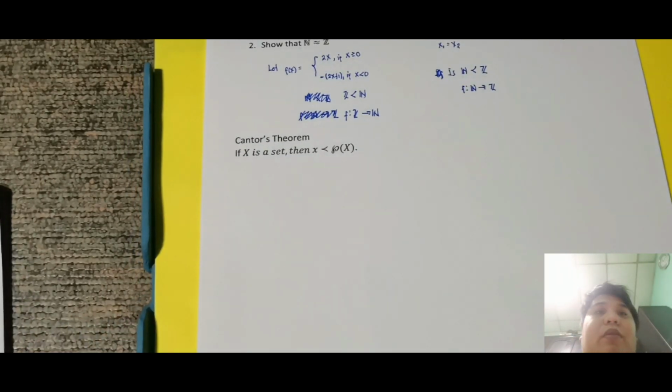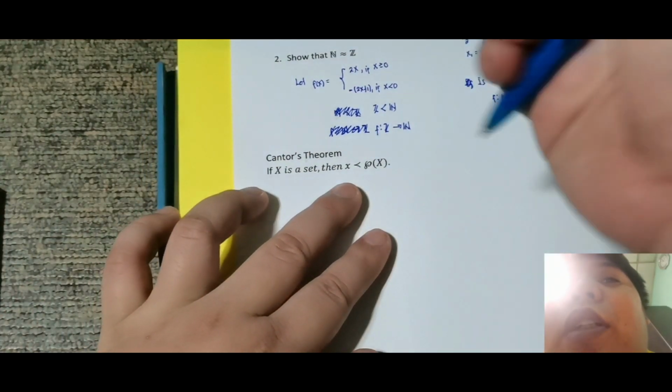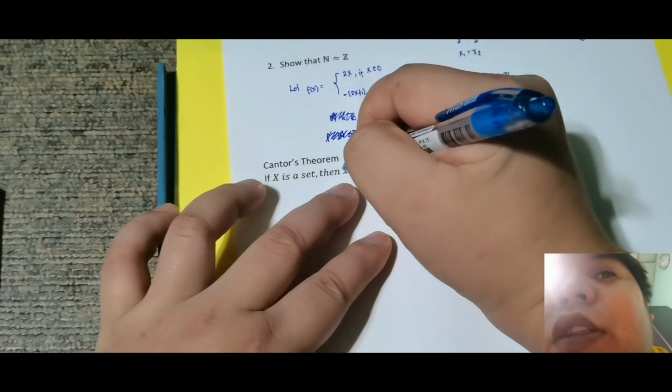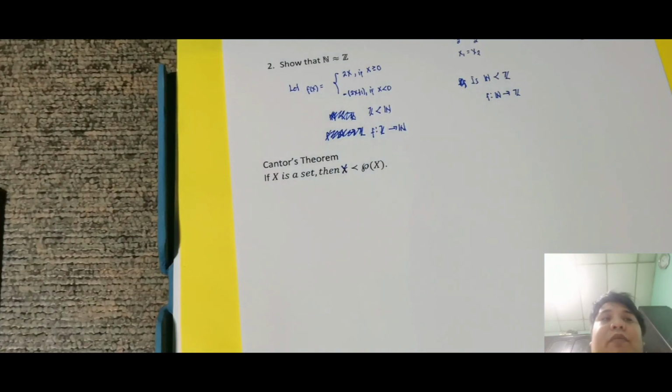Okay, so let's talk about Cantor's theorem. So if X is a set, then the set X is strictly less than the power set of X. So tama naman, no, yung dami nung kunyari meron akong A, the set containing 1, 2, 3, yung cardinality niya is 3, then yung power set nun is 2 raised to 3, which is 8. So mas marami yung cardinality ng power set niya. Okay, so tama naman siya.